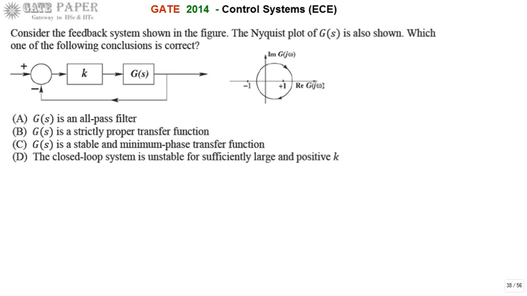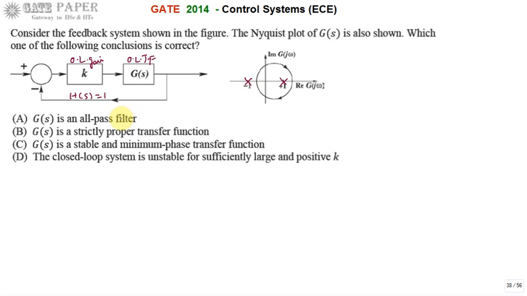Okay. So look at the feedback system. The feedback system consists of unity feedback, so that H of S is equal to 1. G of S is treated as the open loop transfer function, and K is the open loop gain. For this open loop transfer function, the Nyquist plot is given. The Nyquist plot is not encircling the -1 plus j0 point. It is also given that there are two poles present, one at +1 and the other at -1. The open loop transfer function consists of two poles, one at +1 and the other at -1.